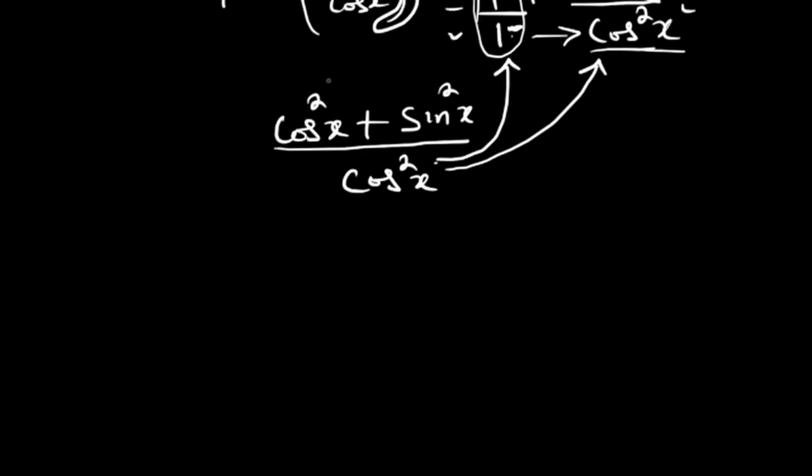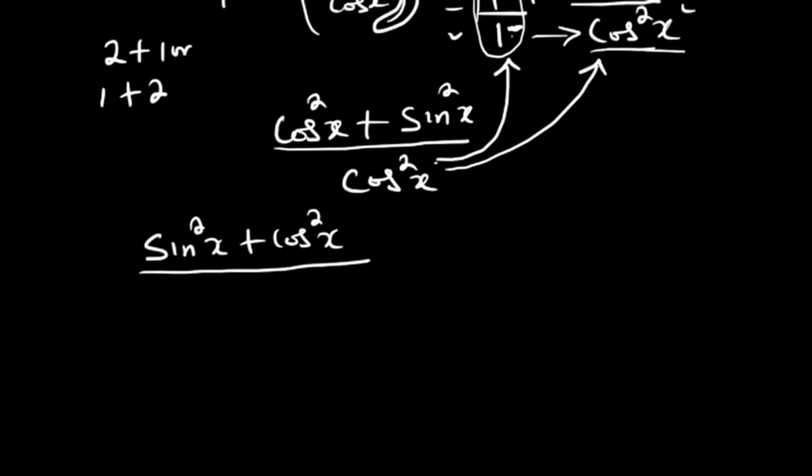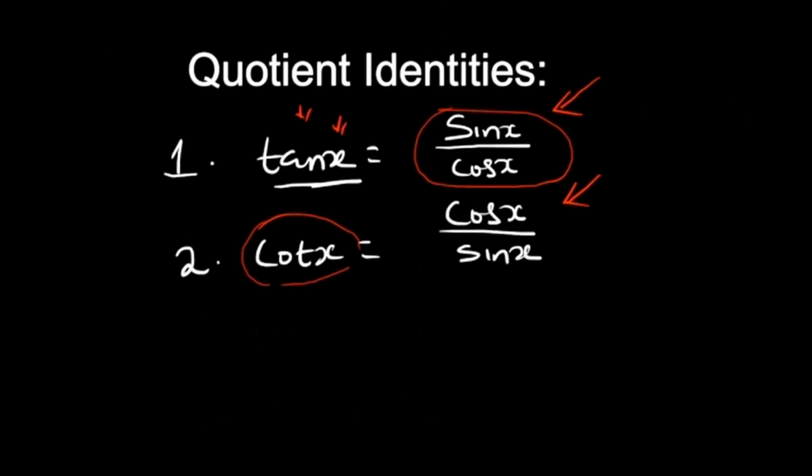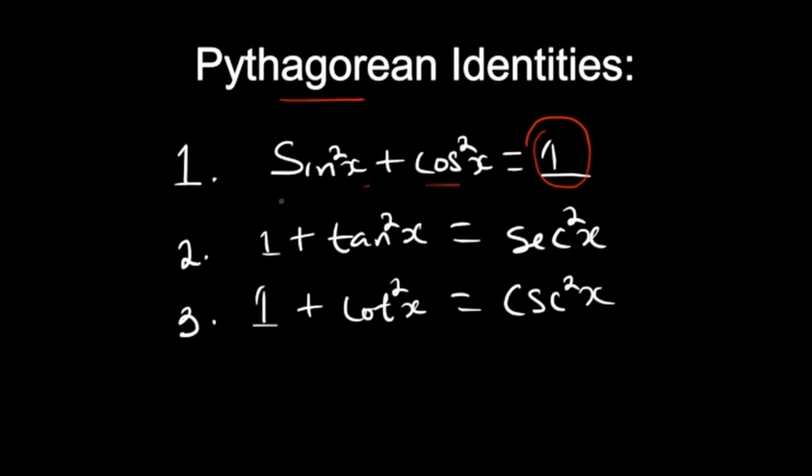So I'm going to rearrange this. Remember that addition is commutative. It doesn't matter whether you say 2 plus 1 or 1 plus 2. I'm going to rewrite this right now, and it's going to be sine squared x plus cos squared x all over cos squared x. Now, let's go back to our identities. If you remember, we said that wherever you see sine squared x plus cos squared x, you replace it with a 1, right?